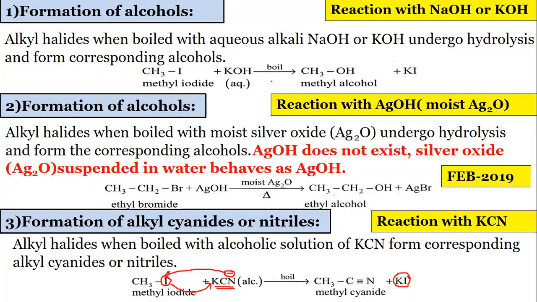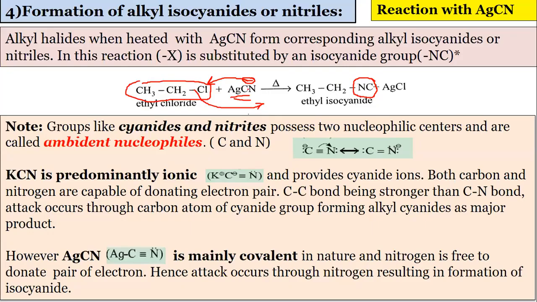And in KCN, carbon attacks. And in AgCN, nitrogen attacks. Why is this happening? Its explanation is given below. So these cyanides and nitrites. Nitrites means the NO2 group. Cyanides means CN.